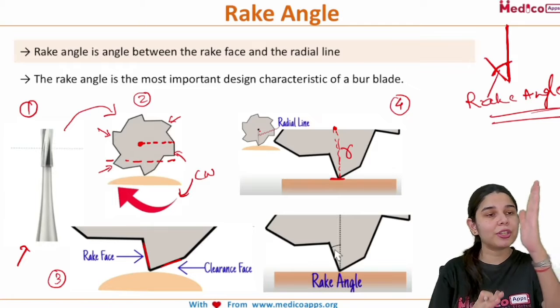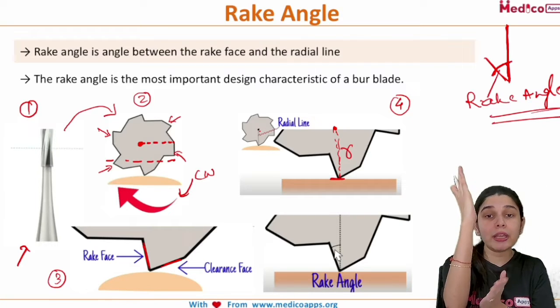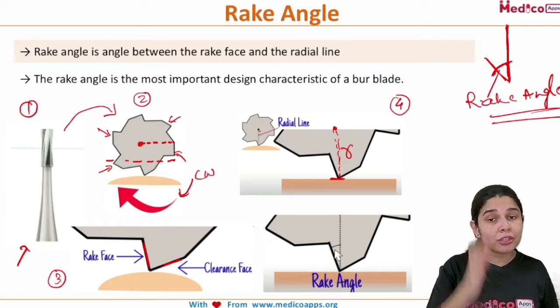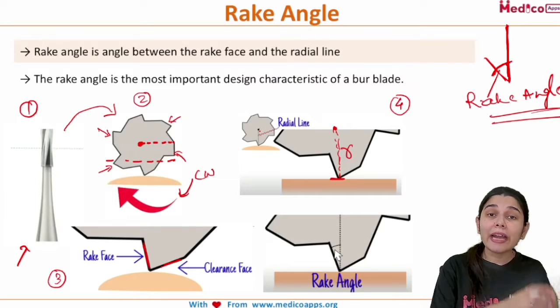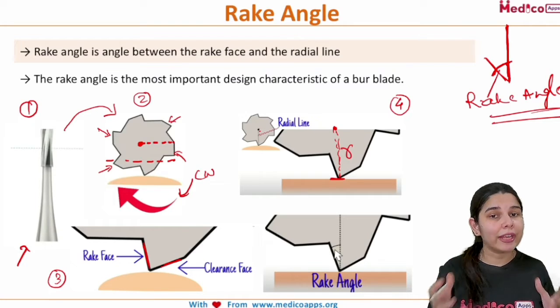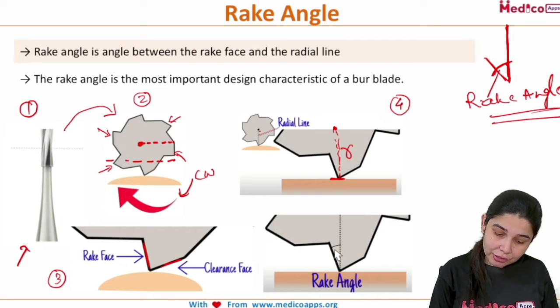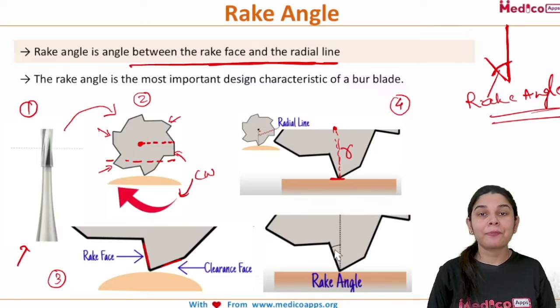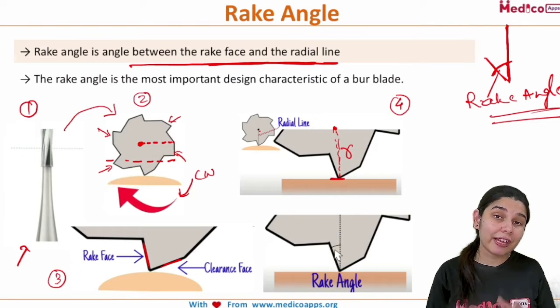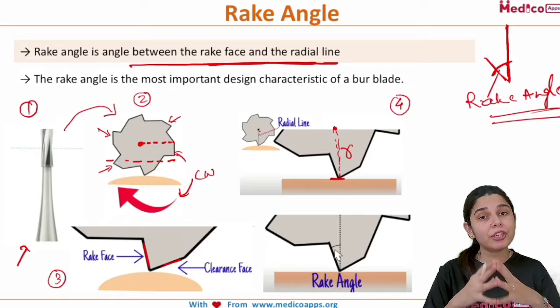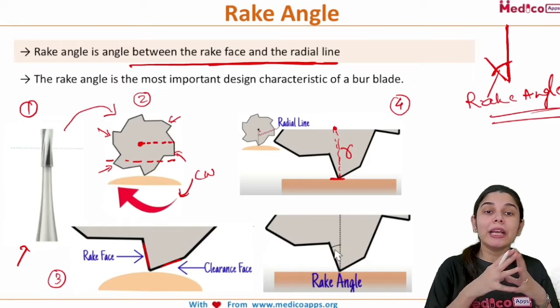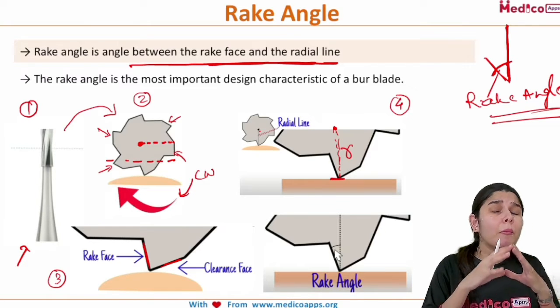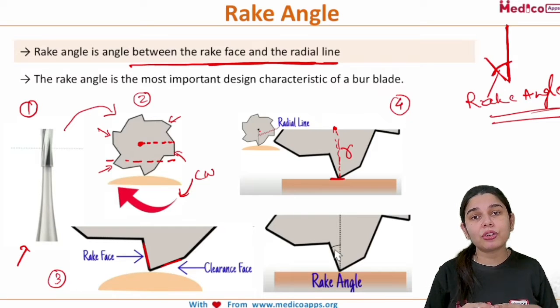The surface which is touching first, and from the midpoint, the radius of the burr, that angle which is formed here is your rake angle. And the definition for rake angle is the angle which is formed between the rake face and the radial line. Now, the second very, very important point here, on which the MCQ is also framed, is that the rake angle is the most important design characteristic of a burr blade.